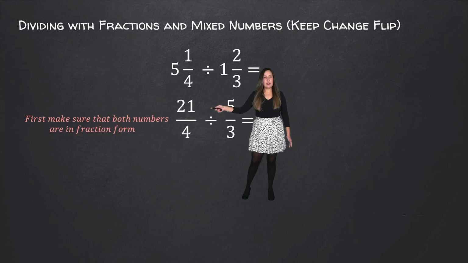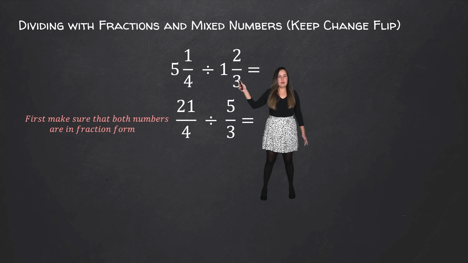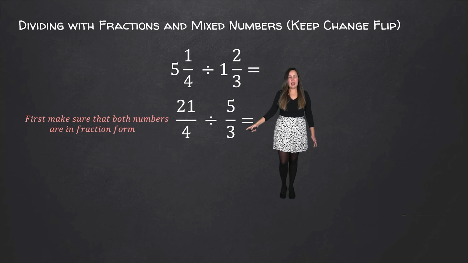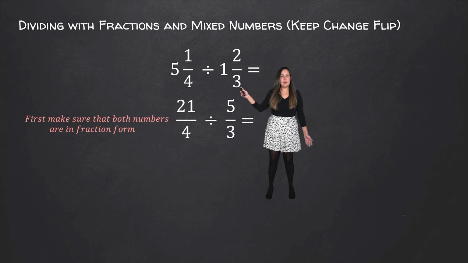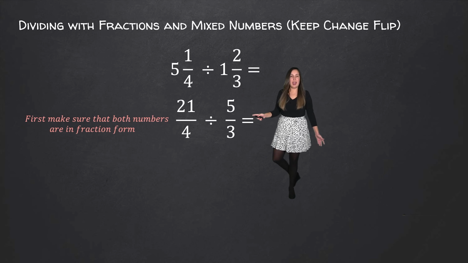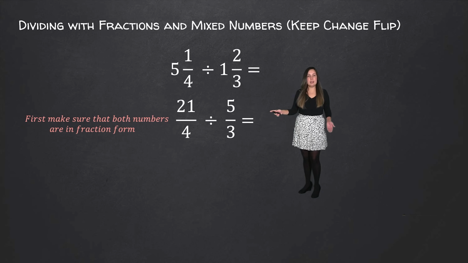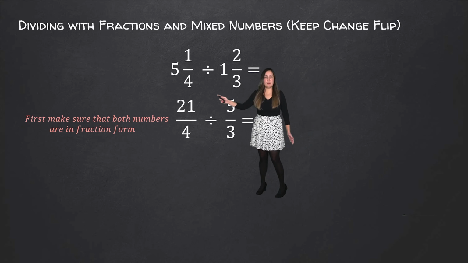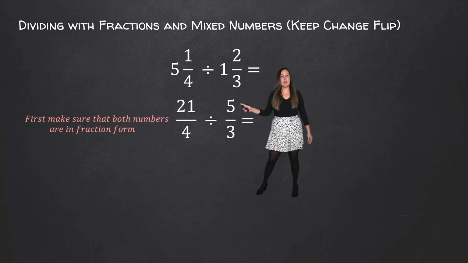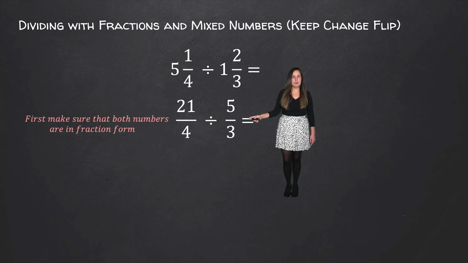So our first fraction is 21 over 4, divided by, here we have 1 2/3, so 1 times 3 is 3, plus 2 is 5. That's how we get our numerator, out of 3. So now that we've taken our mixed numbers and written them as improper fractions, we could go ahead and do keep, change, flip. We can't do that with the mixed numbers because of the whole numbers in our mixed numbers. So make sure they are always in fraction form.